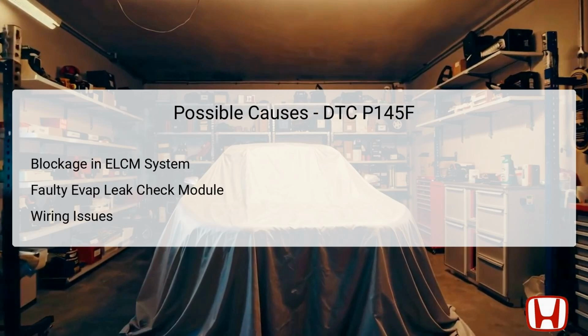There are several identified possible causes for DTC P145F. One common issue is blockage within the ELCM system, which may prevent proper venting and pressure measurements. This blockage can arise from debris or contamination in the system components, such as the drain tube or filters. Another significant contributor could be a faulty EVAP leak check module itself. This malfunction may manifest in inaccurate pressure readings that lead the PCM to log the error code.